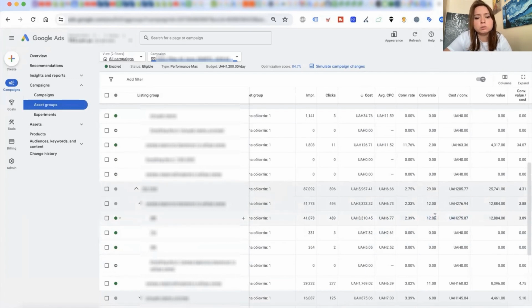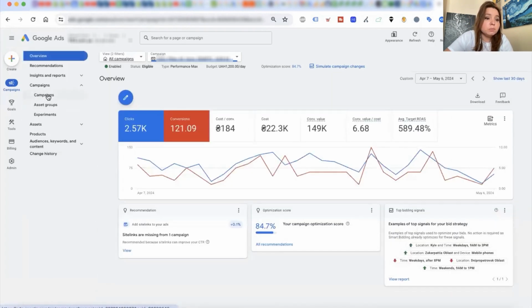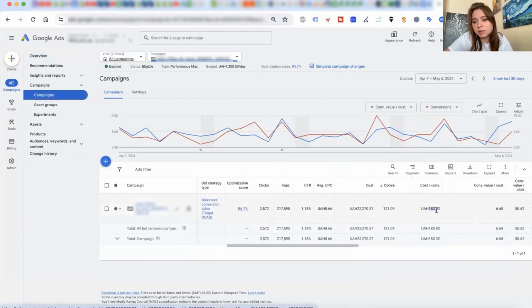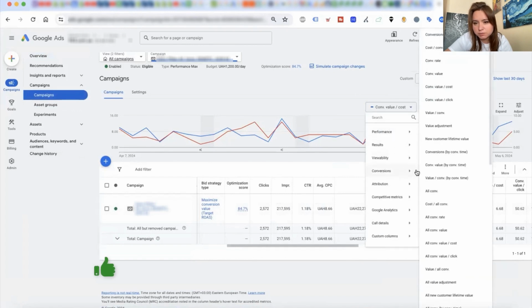275 hryvnias cost per conversion. That is, conditionally, it is visible. And even with this, the cost per click is quite high and the conversion rate is quite low. This is for the entire duration of the month of this product position's operation. But overall, the cost per conversion for this campaign, you could say, is 183, which is very close to what we need. For example, in the cost per conversion, conditionally, you could even take this same one here.